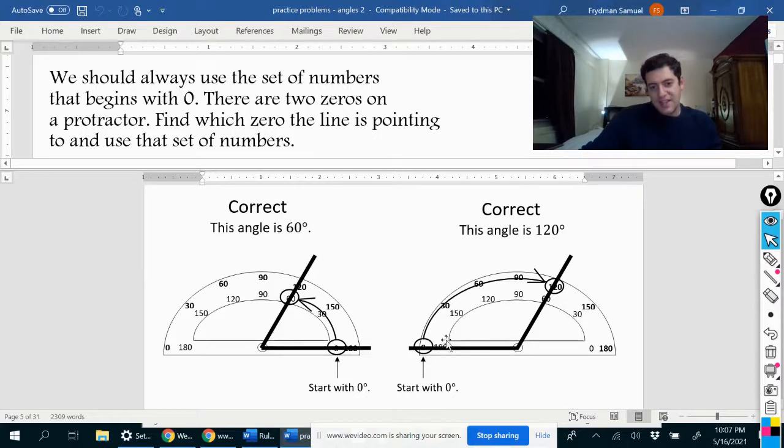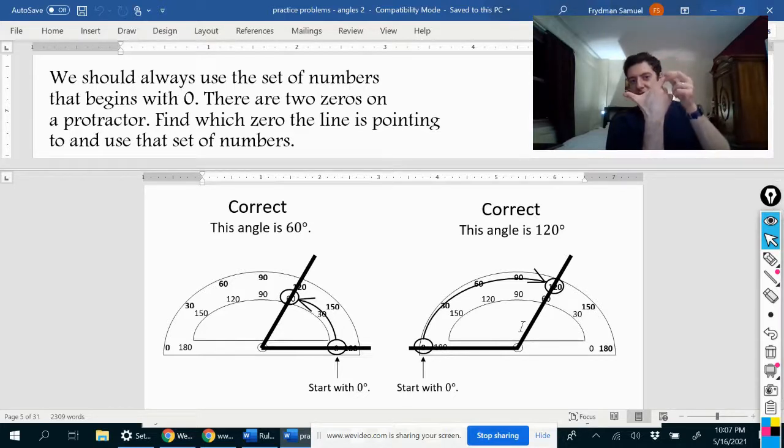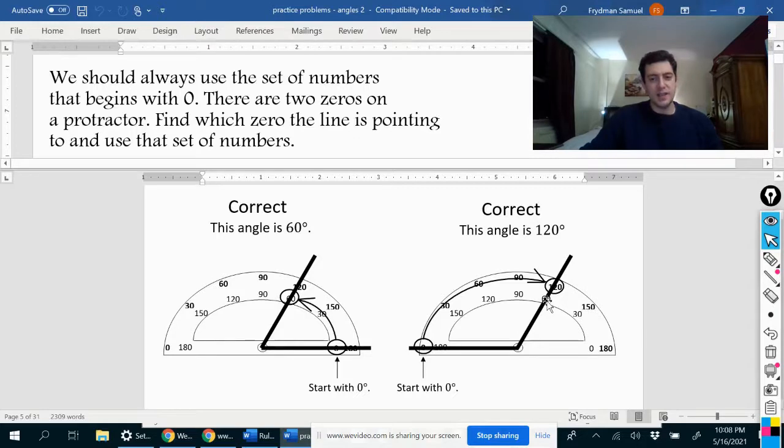If I had used this set of numbers by mistake, which started at 180, it didn't start at 0, then I would have said my answer is 60, but that 60 does not make sense. Why does that not make sense? Because this is an obtuse angle. This angle is clearly larger than 90 degrees. This is 90, remember. That angle is clearly larger than 90. There's more than a 90-degree rotation between these two lines here. So an answer of 60 does not make sense, but an answer of 120 does make sense.